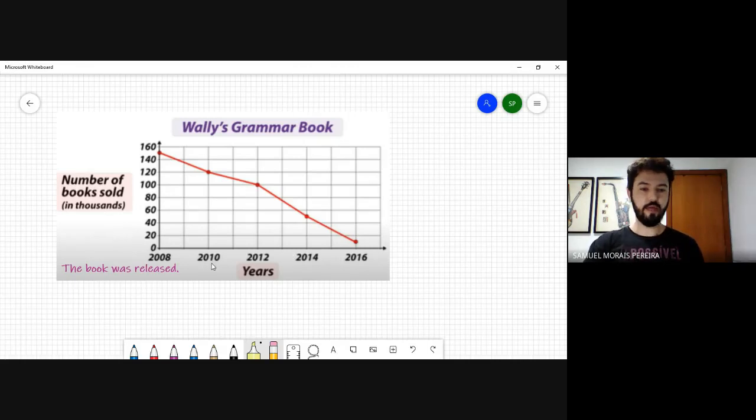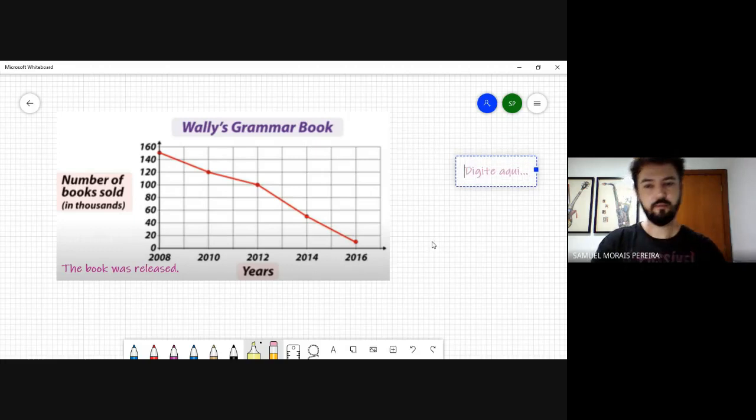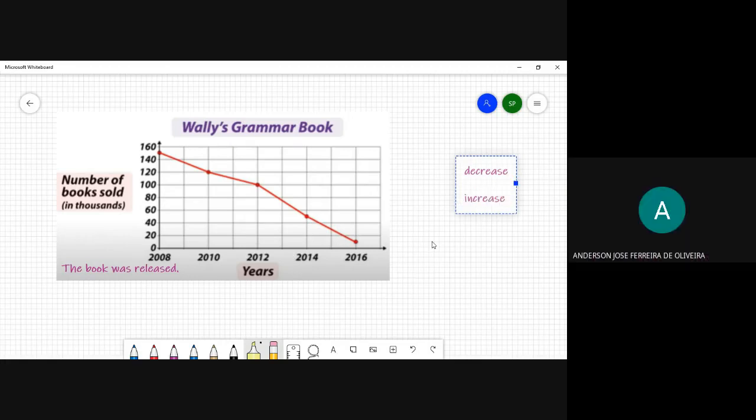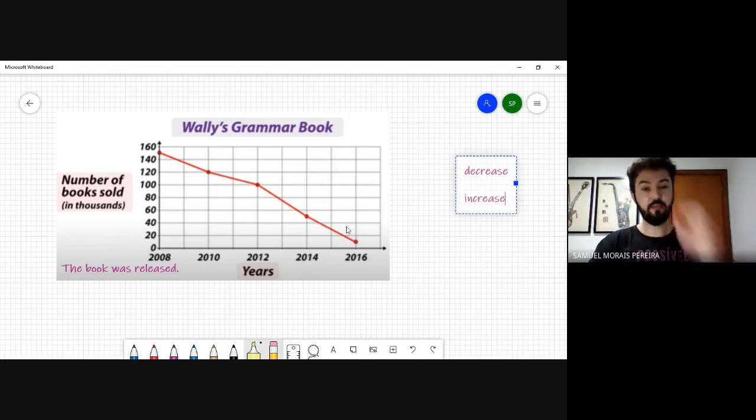Well, so as you can see here, over the years, the number of books sold went down. Can you see? Went down. E foi uma queda acentuada, tá vendo? How do I say queda acentuada? So, vocês já sabem que queda em English é decrease, né? Houve uma diminuição. Sim, eu posso falar que they plummeted, né?